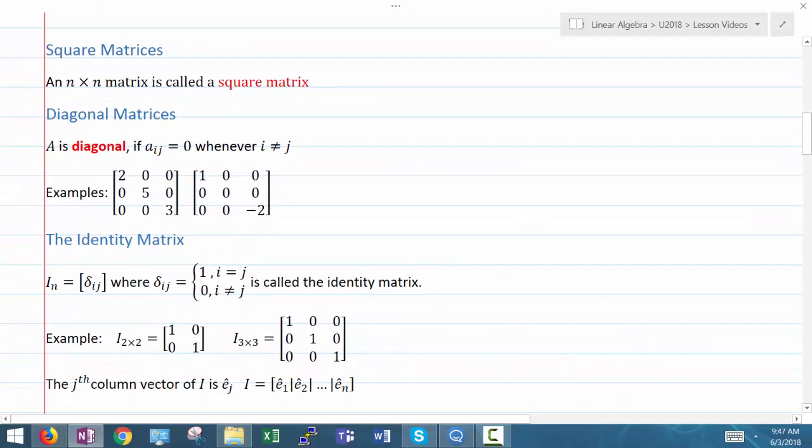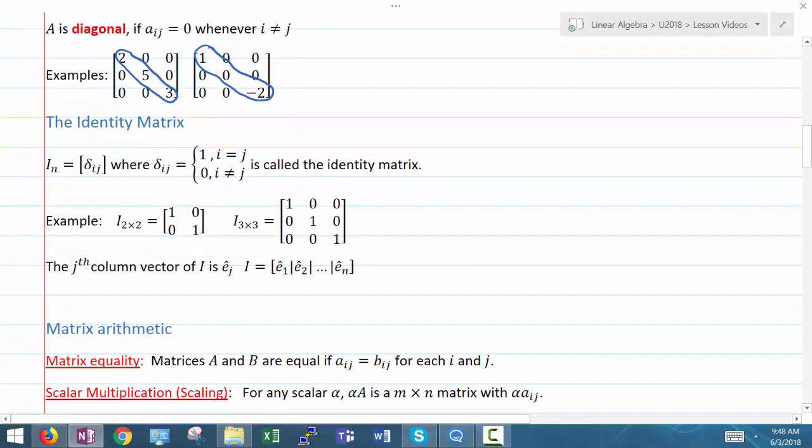Okay. So the first thing we want to talk about is square matrices. If a matrix has the same number of rows and the same number of columns, it's called a square matrix. A diagonal matrix has zeros everywhere except on the diagonal, right? So whenever you're off the main diagonal, the values are zero. On the main diagonal, you can have both zero and non-zero values. So that's a diagonal matrix.